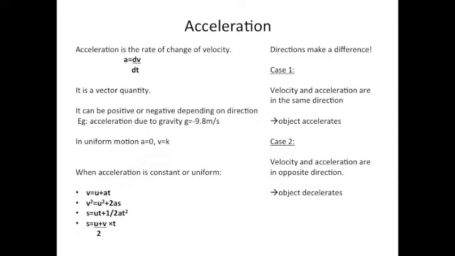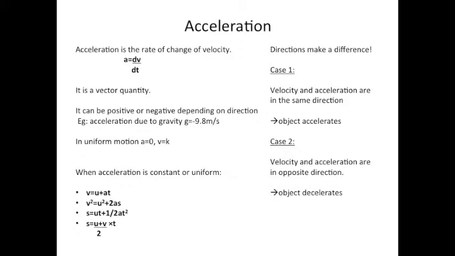Next is acceleration. Acceleration is the rate of change of velocity. So instantaneous acceleration, a is equal to dv by dt. Of course, it's a vector quantity. And also acceleration can be positive or negative depending upon its direction. Some people have the misconception that a negative acceleration is deceleration. This is wrong. It is called deceleration depending upon the direction of velocity, which is shown at the right hand side. I'll discuss that in a while.